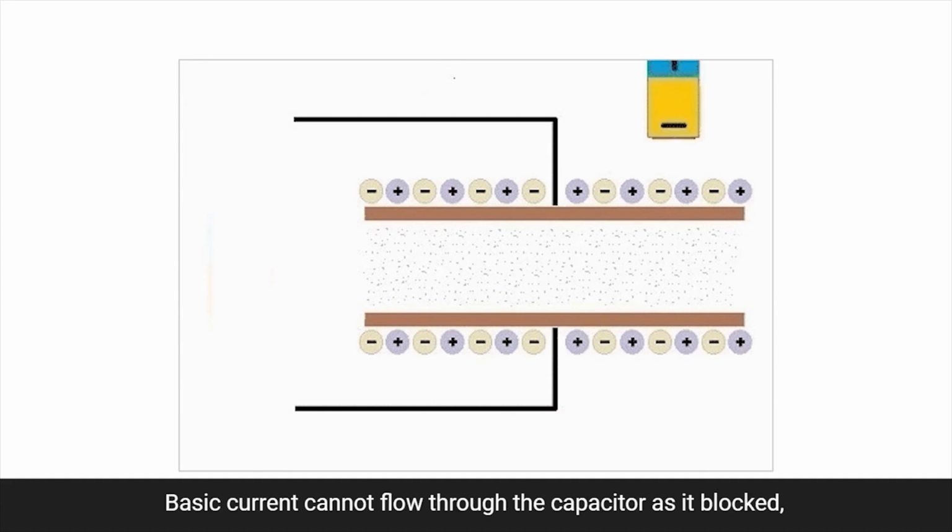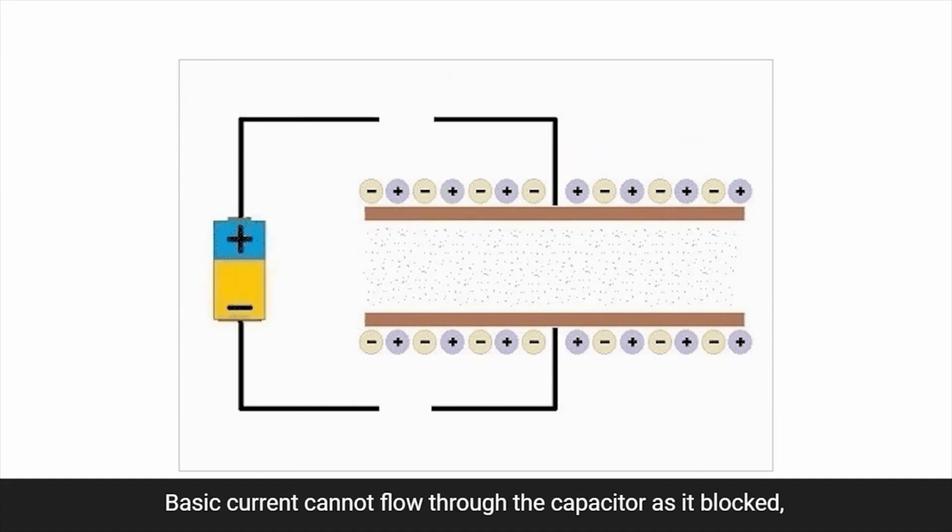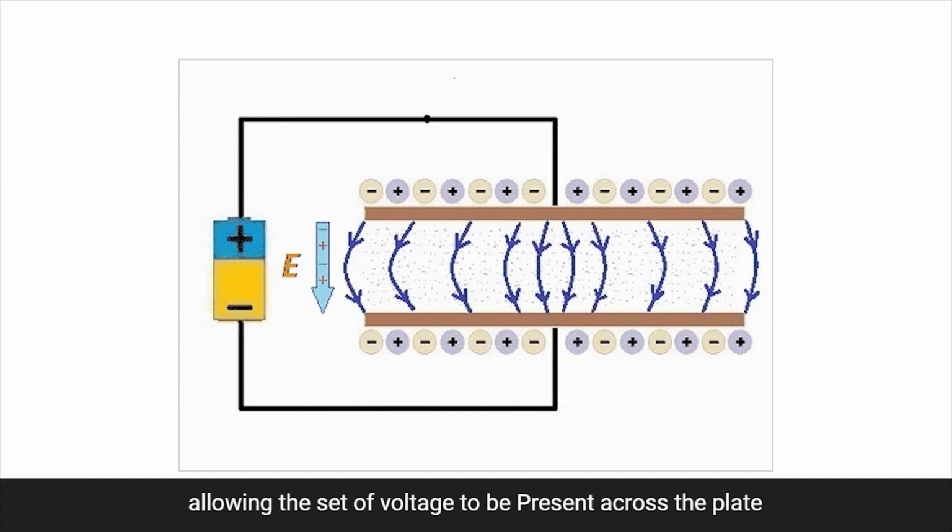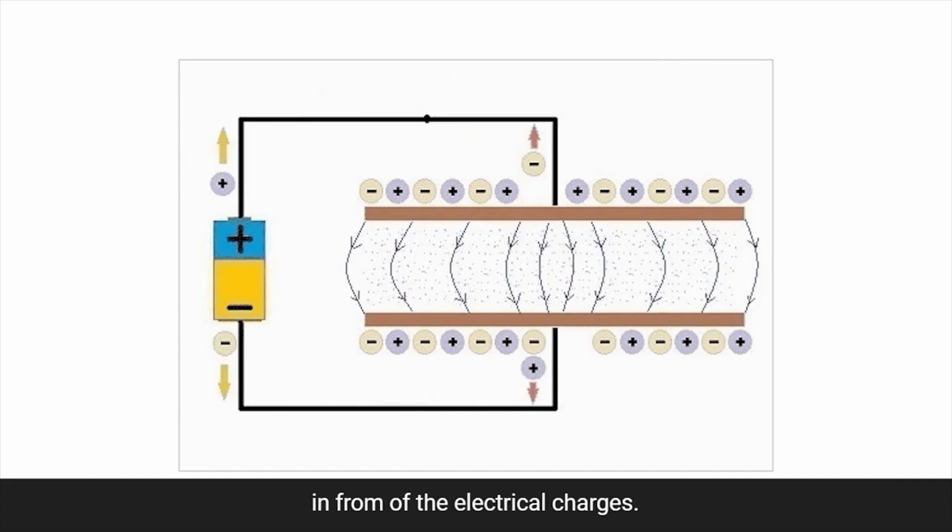Due to the insulating layer, DC current cannot flow through the capacitor as it blocks it, allowing instead a voltage to be present across the plates in the form of electrical charges.